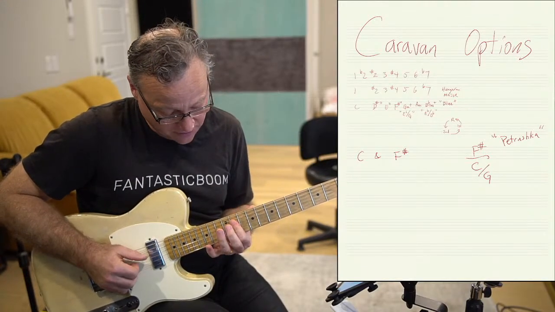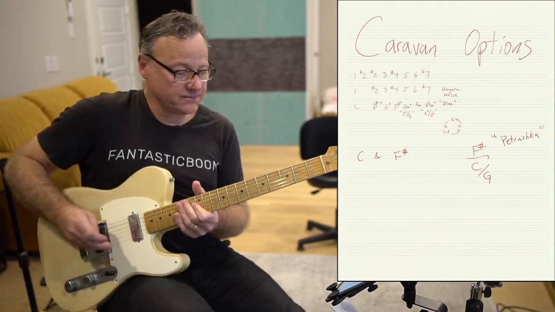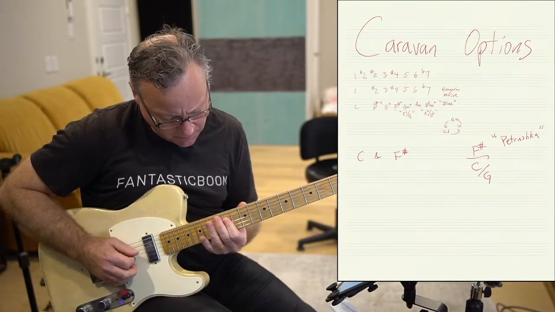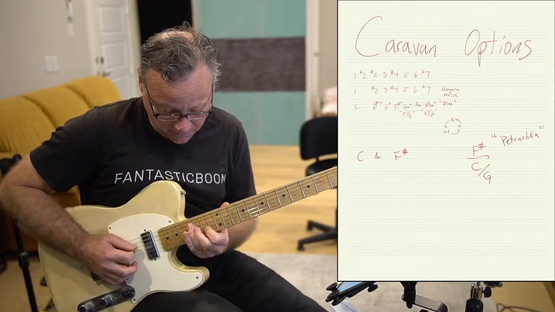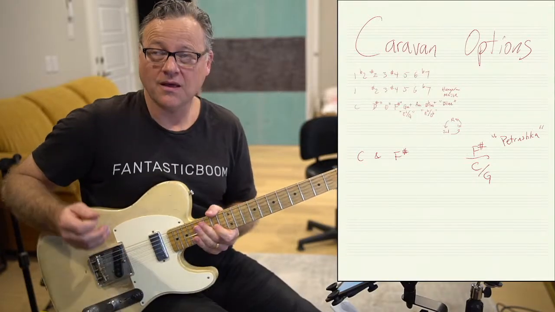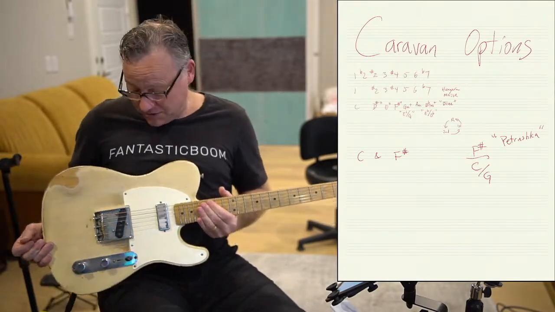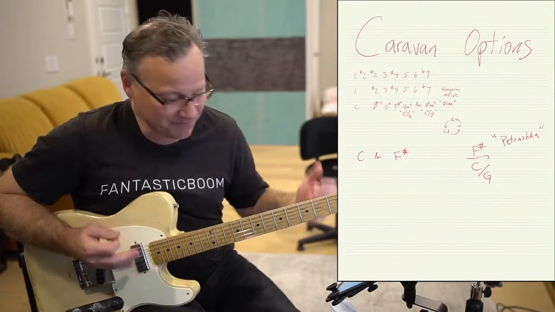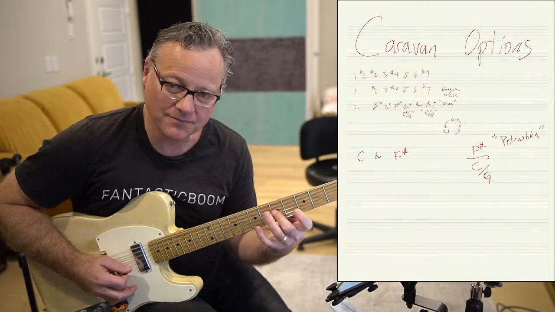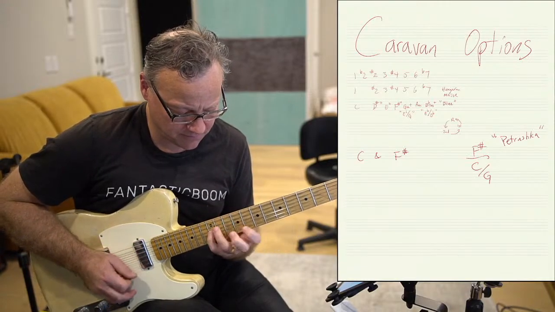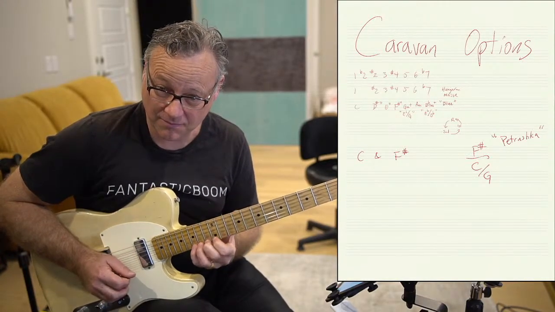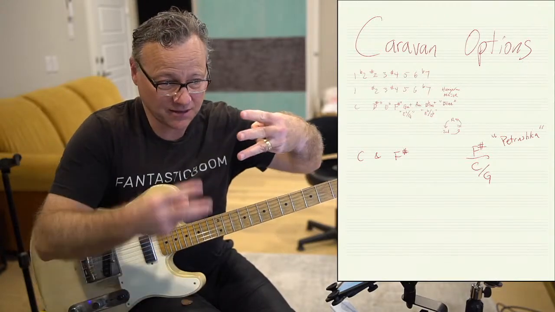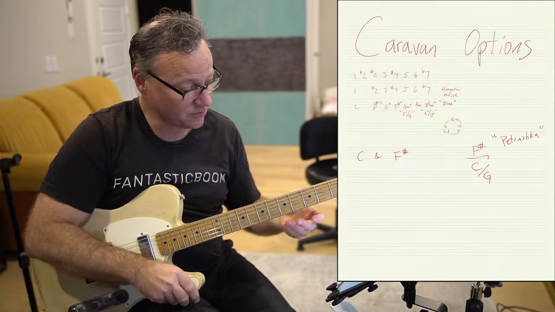Now, if you know your triad shapes, you can put F sharp, C, F sharp, C, F sharp, C. That sounds really cool for this. If you know your triad arpeggios, which I love, I mean, I love lots of stuff, but you kind of dovetail C and F sharp. It sounds real cool.